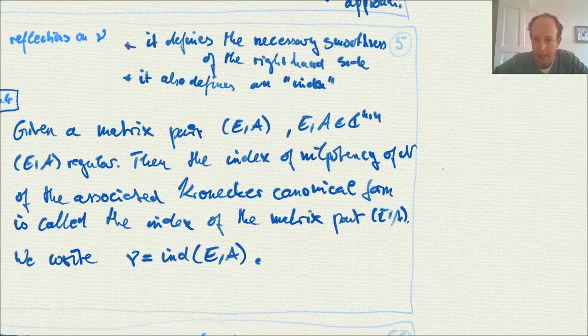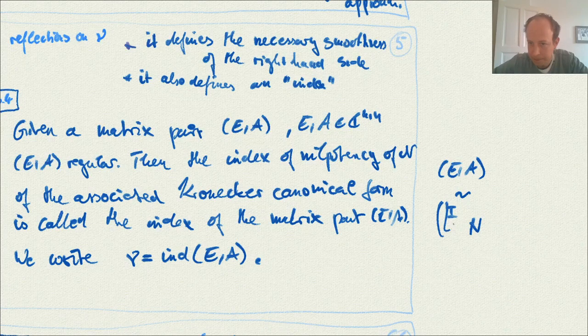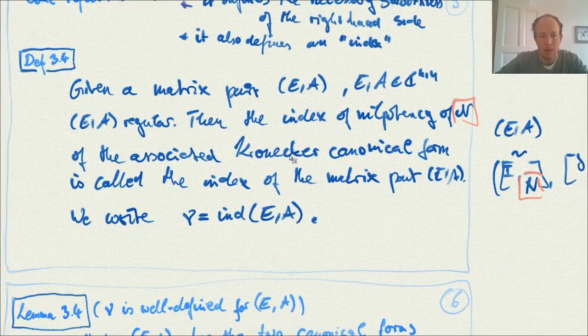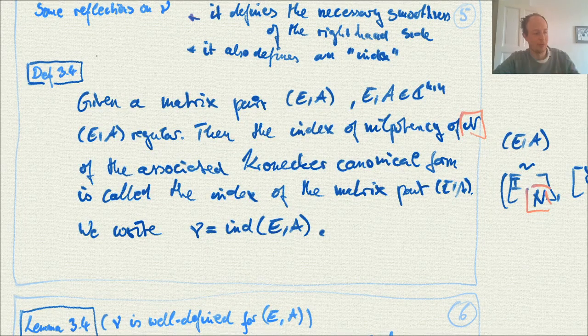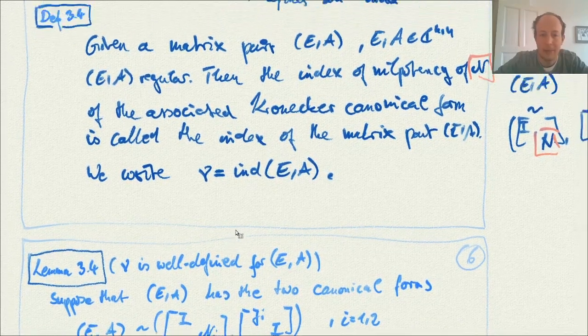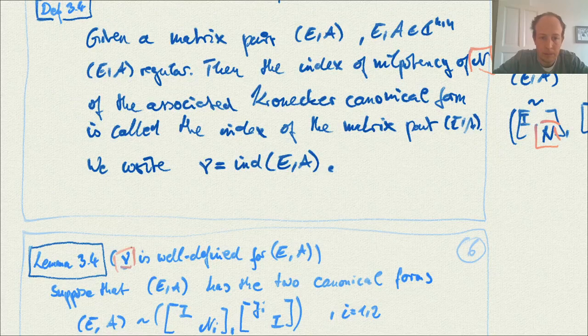Okay, so maybe a little reminder, this canonical form means that (E,A) is equivalent to (N, I), (I, J), and the important part is that this N defines the index. Now, if you write down a definition, you can always do this, of course, but what is most important is that it's not ambiguous. The term for that is well defined, meaning there will be only one possible number for the index. And this is now in the following lemma, saying that this index nu is well defined for any such regular matrix pair (E,A).